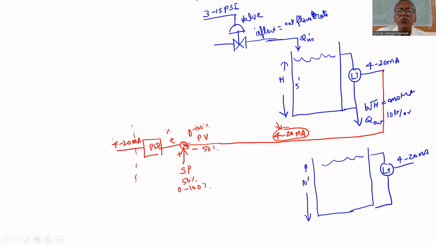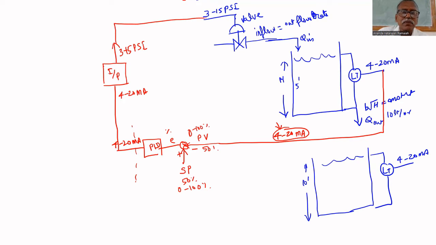But here you need a 3 to 15 psi signal to control that valve. So this 4 to 20 milliamps has to be converted into 3 to 15 psi. That is, you give 4 to 20 milliamps as input to the I to P, and that will give a 3 to 15 psi pressure signal. That pressure signal is connected here. Now it is in closed loop.